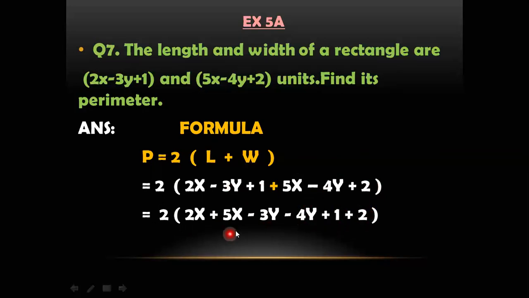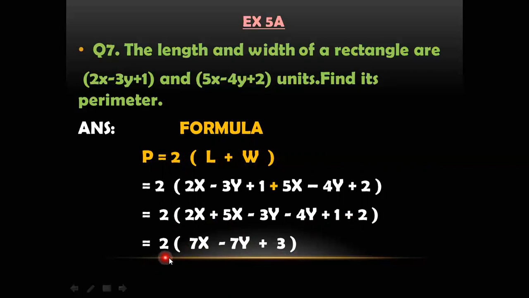Right, first the x terms came, then the y terms came, and then the constant came. Next we can see that we can add them. 2x and 5x is 7x, minus 3y and minus 4y is minus 7y, and plus 1 and plus 2 is 3. Now along with the bracket there is a 2 which is being multiplied.